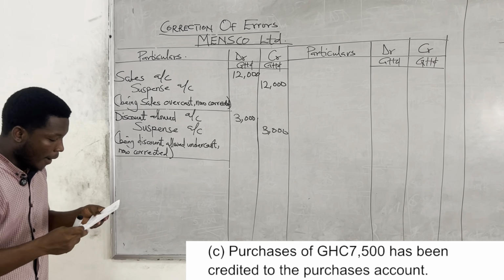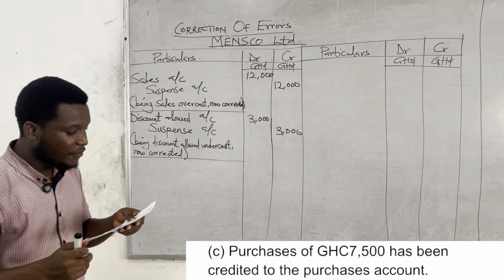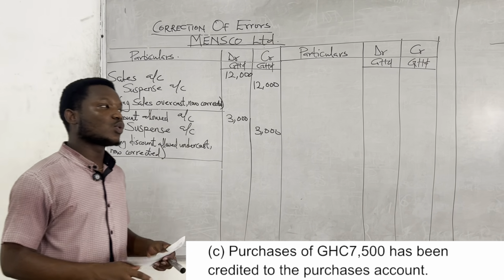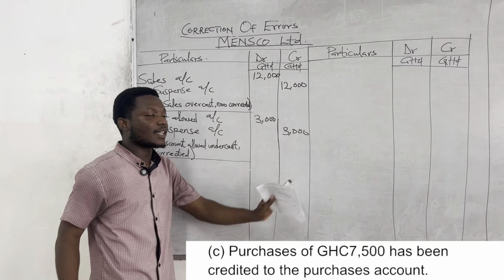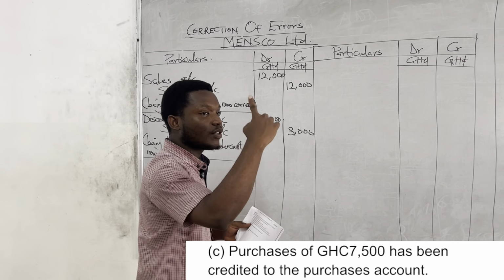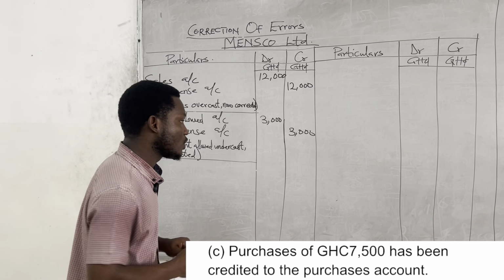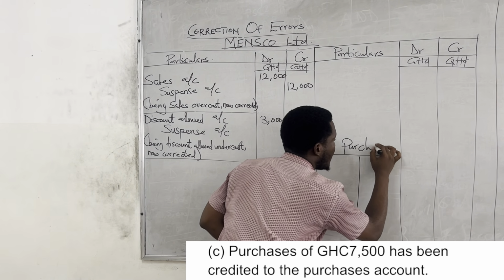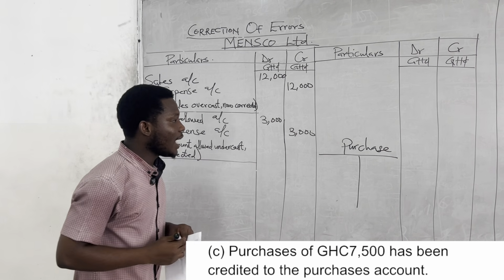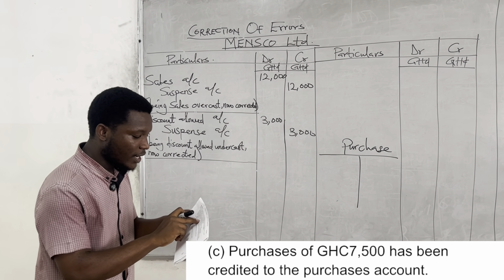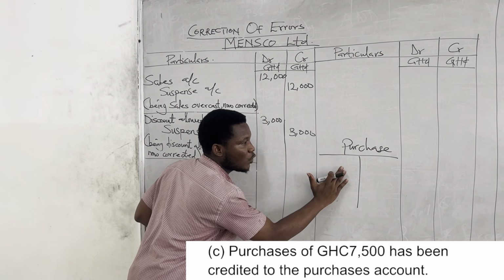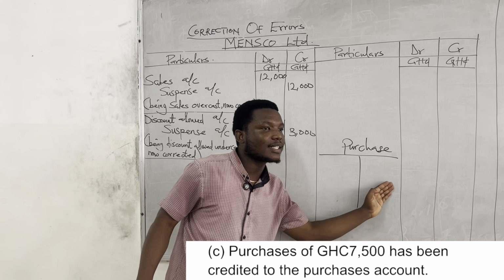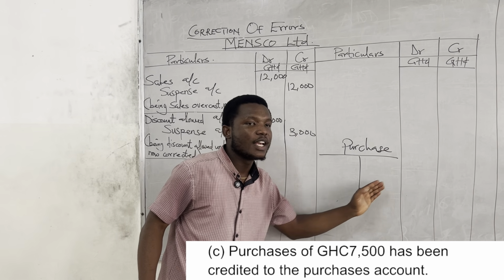Now the C. Purchases of 7,500 has been credited to the purchases account. So this is an error of partial reversal, and it will affect the trial balance. So it will affect the suspense account. So we all know purchases account has a debit balance. Now, the figure 7,500, we were supposed to record it at the debit side because purchases has a debit balance. But we ended up recording it at the credit side. That's the error that we have made.